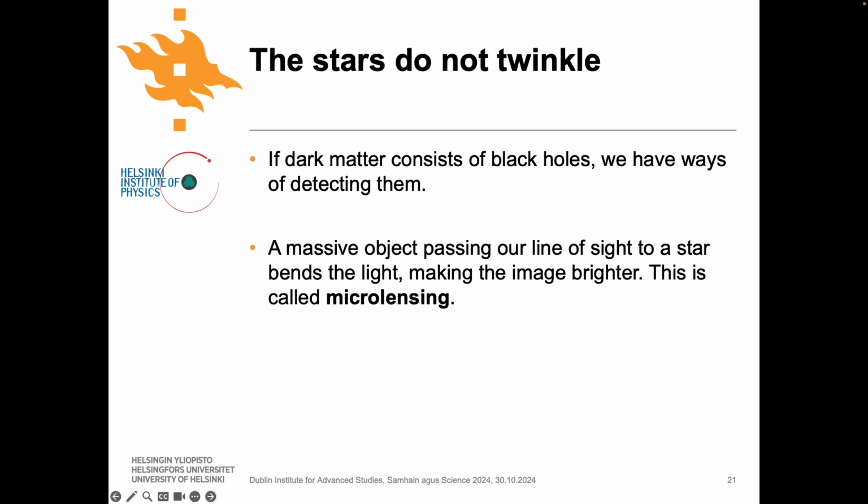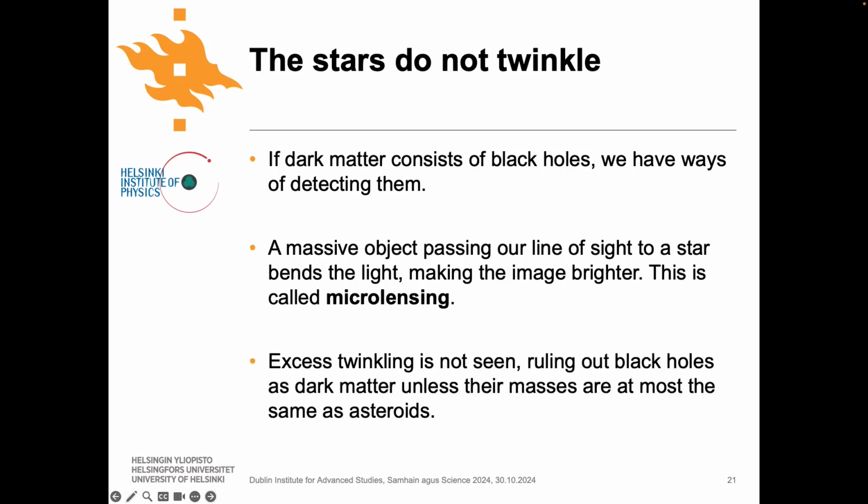One way is to look at, again, something passing between our line of sight, but now not to pulsars, but to stars. So we sit on Earth and we look at stars in the Magellanic Clouds, or in the Andromeda galaxy, or nearby dwarf galaxies. And then if a black hole passes between us and the star, then its gravity bends the light, so it becomes a bit brighter. So there's extra twinkling of stars, called microlensing. This is not seen.